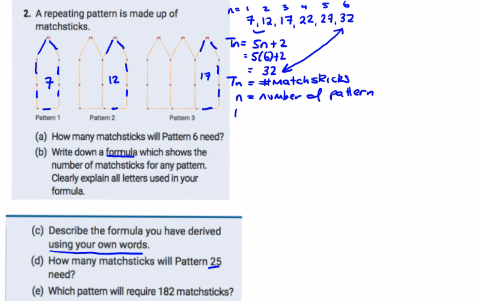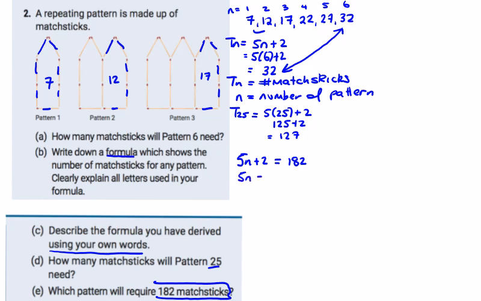Pattern 25, how many are in T25? Just replace n as the number of patterns, so the 25th is 5 times 25 plus 2. 125 plus 2, which is 127. And then we have to let Tn equal 182 when we're looking for which pattern will require 182. So 5n plus 2 is equal to 182. So 5n is equal to 180, meaning that n is equal to 36 for the 36th pattern. Something along these lines.